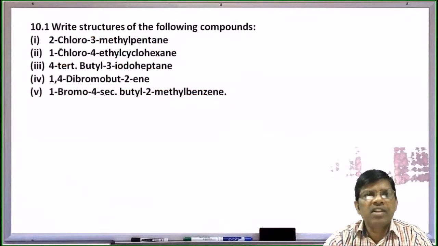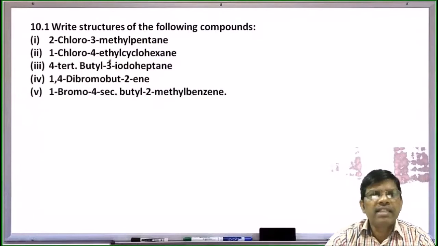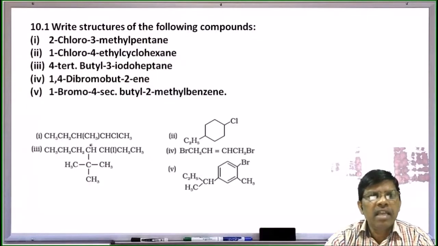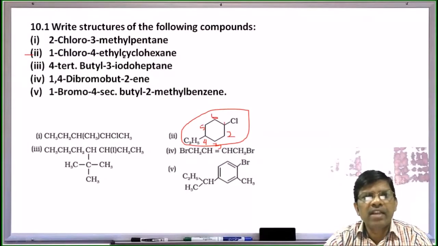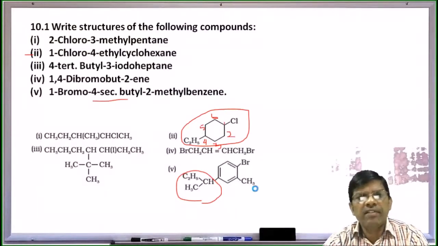So write structures of the following compounds: 2-chloro, 3-methyl pentane, and 1-chloro, 4-ethyl cyclohexane. Based on the names you can write the structures. So for example, when it comes to compound 2, 1-chloro, 4-ethyl cyclohexane, like this you can give the nomenclature.